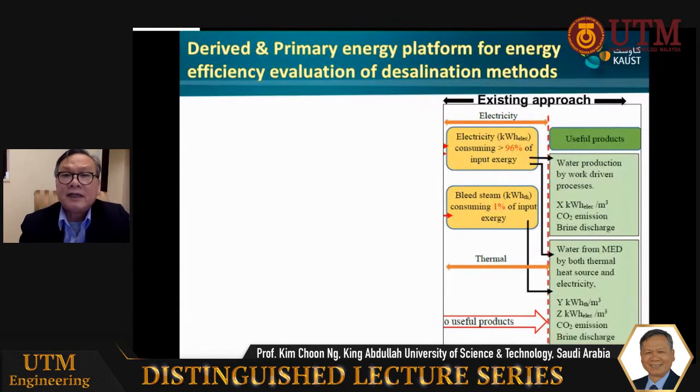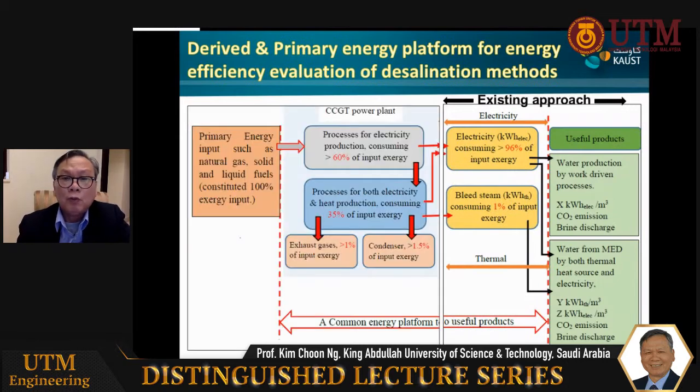Now, just to recap, the existing method of evaluating energy efficiency is from the secondary energy, like electricity, to the useful product, which is water that you desalinate from the impaired water, or the supply of steam, thermal energy, to the thermally driven processes, also to produce water. So they are given as what I showed earlier in kilowatt electric per meter cube or kilowatt thermal per meter cube. Now, in this manner, you cannot see the full picture.